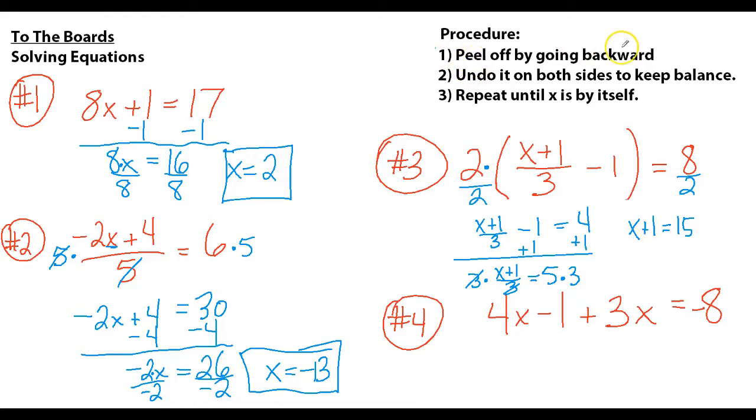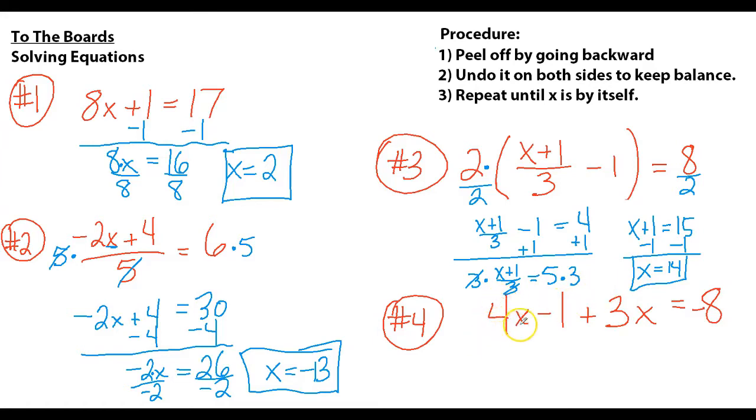Repeat! Now what are we going to peel off? We've got to peel off the plus 1. We'll do it by doing the opposite to both sides. Opposite of plus 1 is minus 1. So we minus 1 from both sides, and we get our final answer of x equals 14. Nice work.